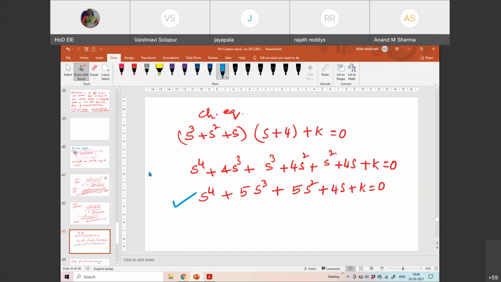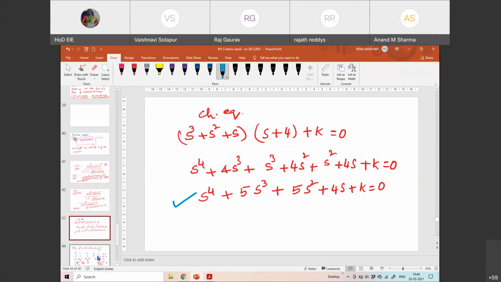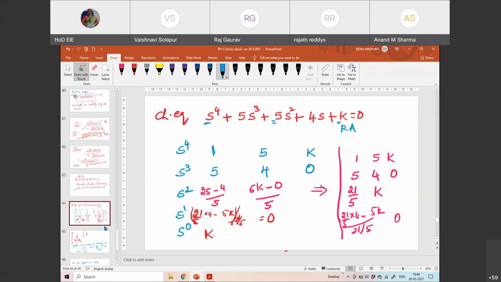Raj Gaurav, can you tell me what are the first row elements? Yes, ma'am. 1, 5, k. Wonderful. Second row elements? 5, 4. Wonderful. So complete these values: s square, s1 and s naught.